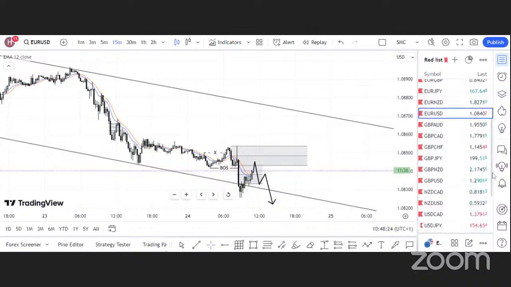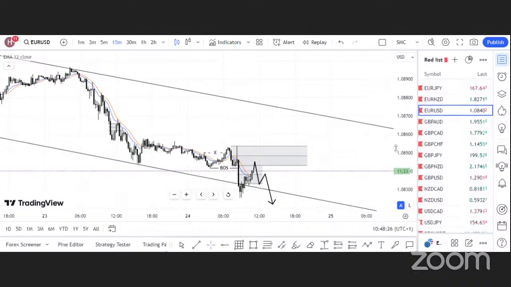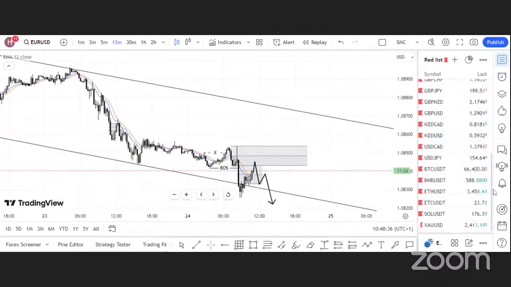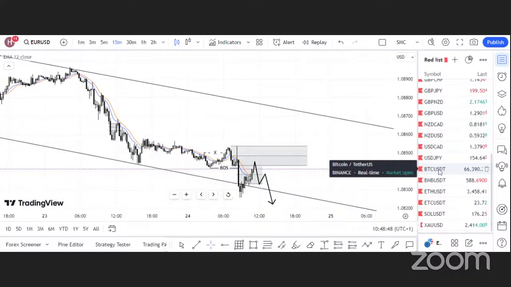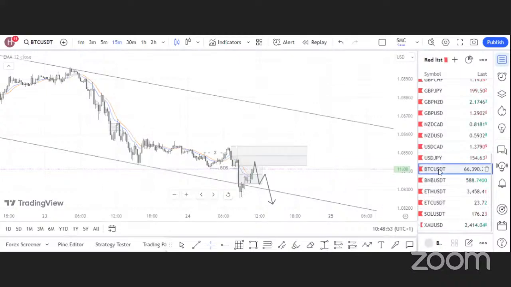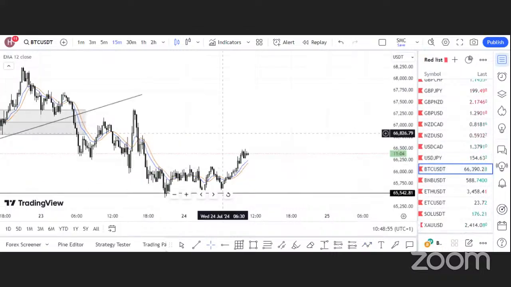All right, so we made analysis from both major and minor currency pairs. Now, let's analyze the crypto instruments. We'll start our analysis with the father of the crypto instruments, which is BTC USDT. Now, let's analyze BTC USDT.